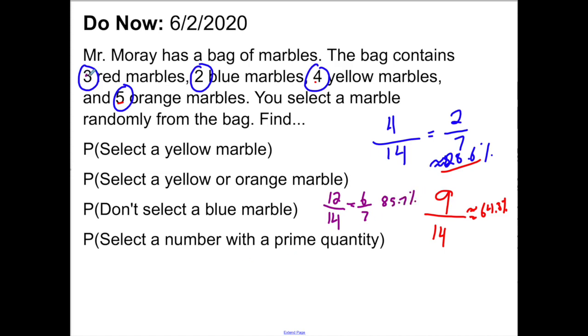But what about one without a prime quantity? That would be this one, or this one. So that would be 10 out of 14, which is 5/7. And 5/7, I'll just do this one real quick, will be 71.4%. All right, so hopefully you're able to get these right.